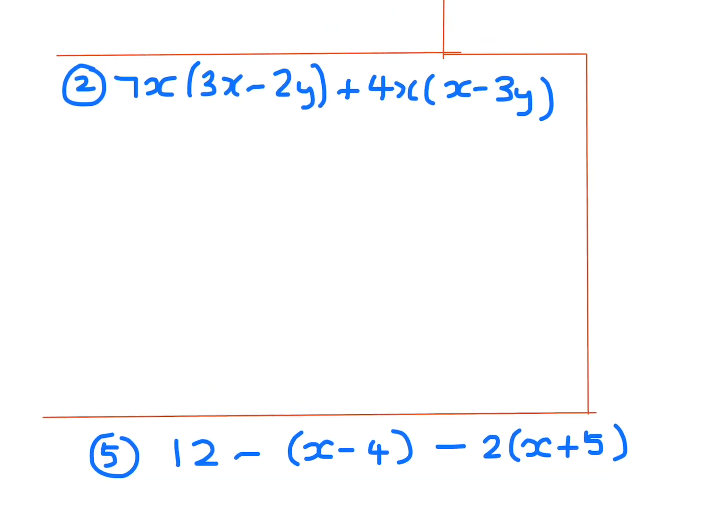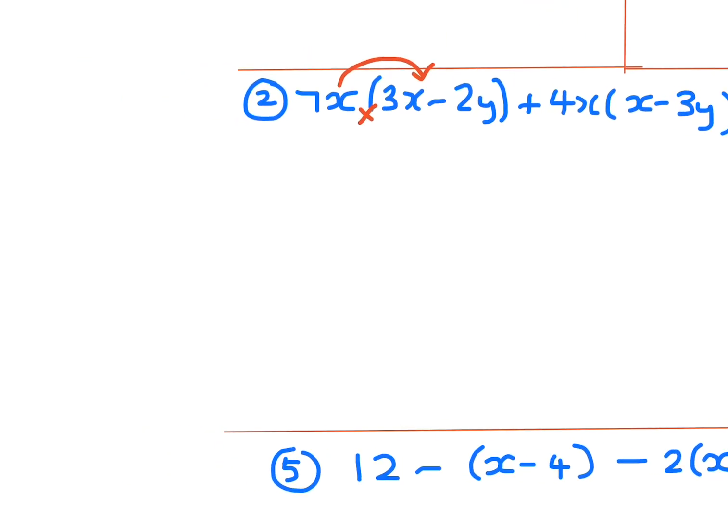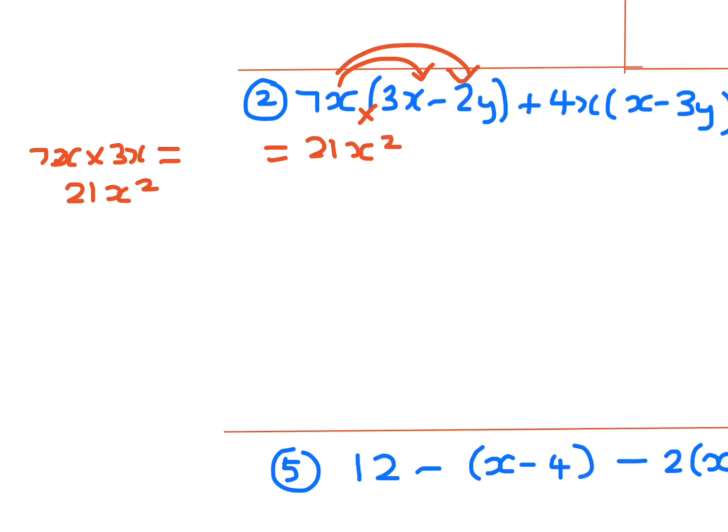Let's start off with 7x times 3x. 7 3s are 21. X times x is x squared. Do the second bracket. 7 times 2 is 14. A plus times a minus is a minus. And then x times y is just xy.